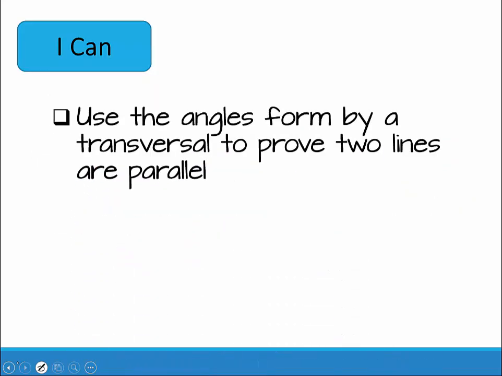So we're at the end of the lesson. You should be able to use the angles formed by a transversal to prove that two lines are parallel. Make sure you write down any questions you have and we can go over them in class tomorrow.